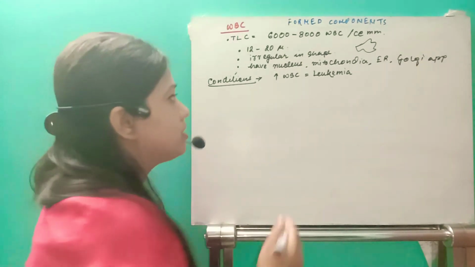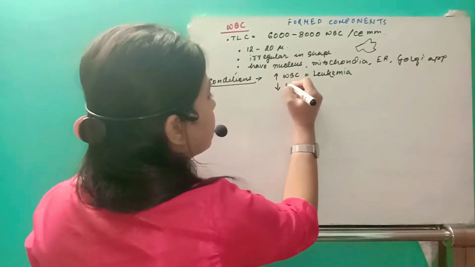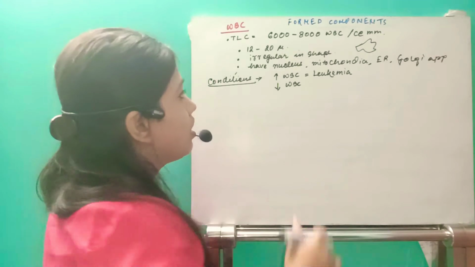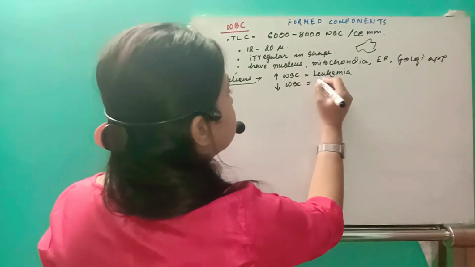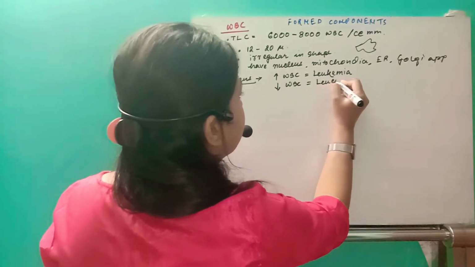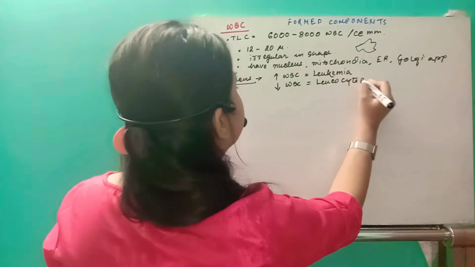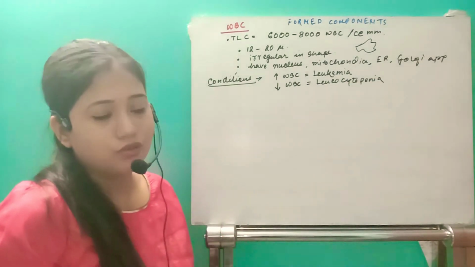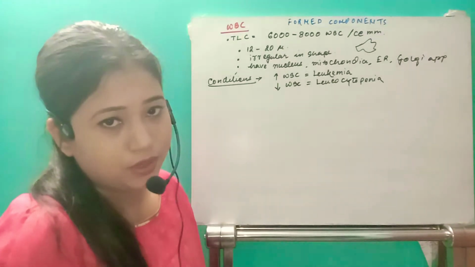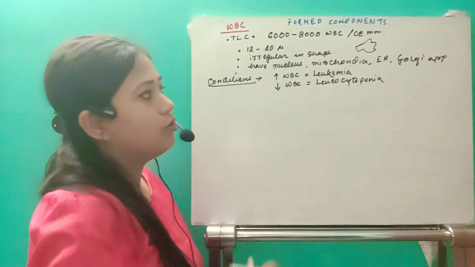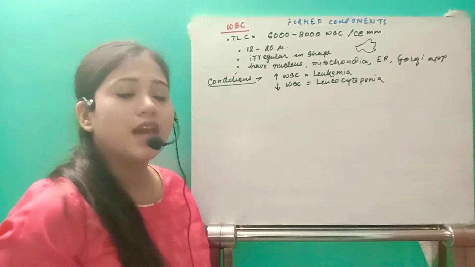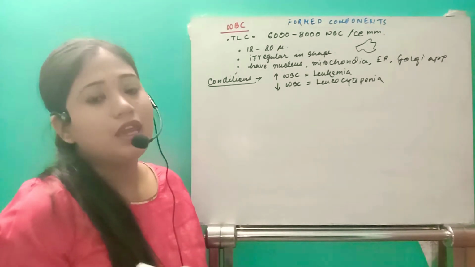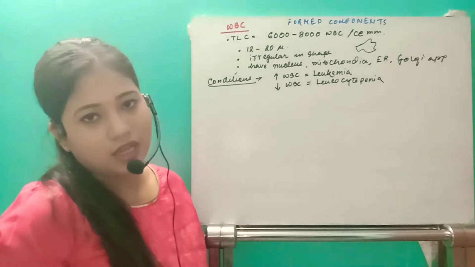And if the WBC count is decreased from 6,000 to 8,000 WBC per cubic millimeter, it is known as leukocytopenia. A fall in WBC count is known as leukocytopenia, and if the WBC count is increased, then it is known as leukemia. This WBC has a very unique characteristic.